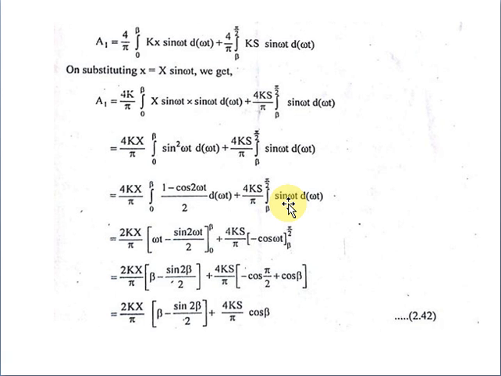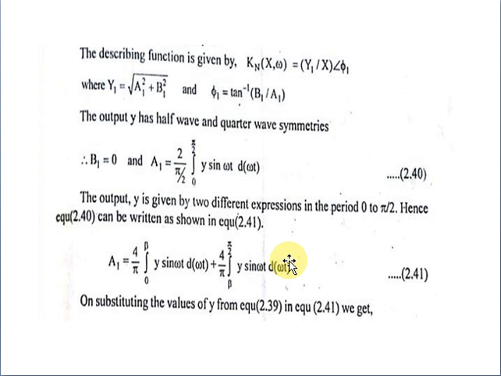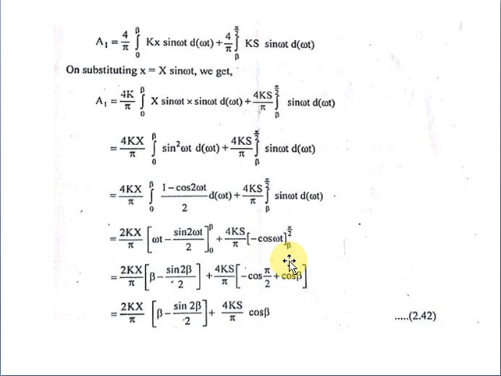Beta to pi by 2. Therefore, 2kx by pi into beta minus sin 2 beta by 2 into 2 sin 2 beta by 2, substituting for this, plus 4ks by pi into minus cos pi by 2 plus cos beta. Is it clear?